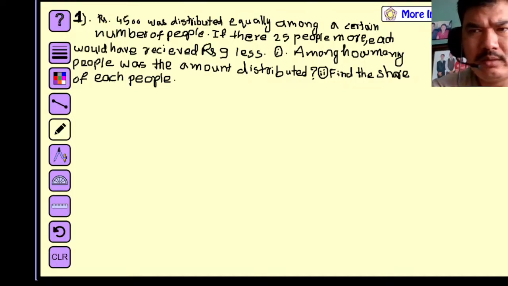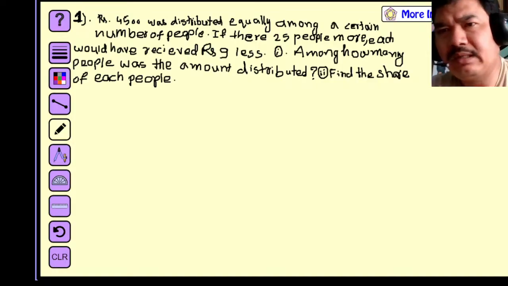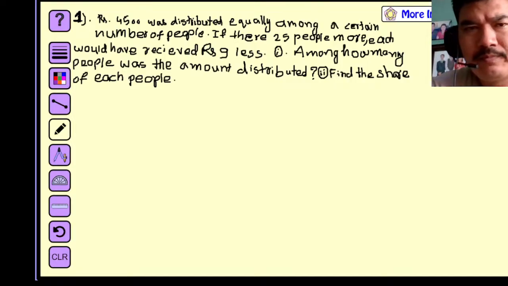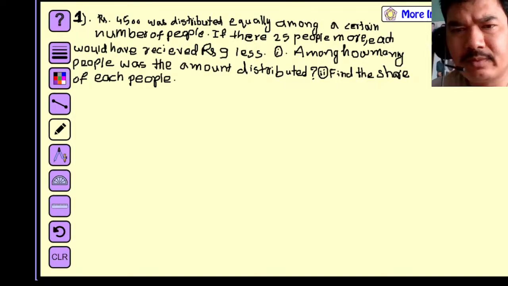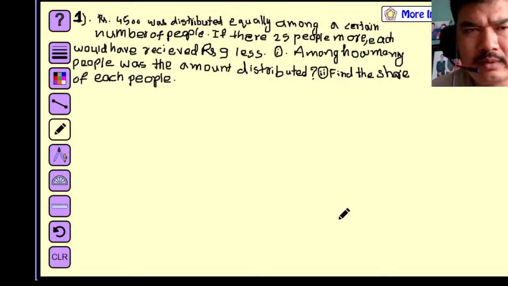Today, I have brought here the questions from the word problems of algebra. With this word problem, we have to form the equation and solve them. Here is the question that I have shown in this page. You can see here the question number one.